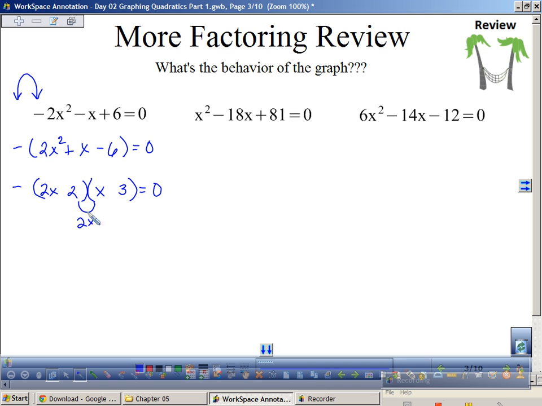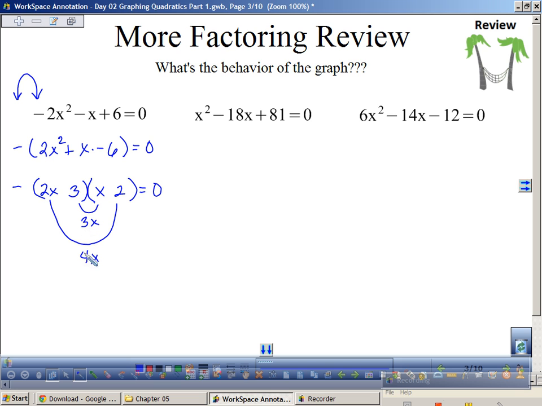So that's 2x and 6x. Is that going to get me what I need? Nope. So we should do it 3 and 2? Yep. 3 and 2. This is 3x. This is 4x.